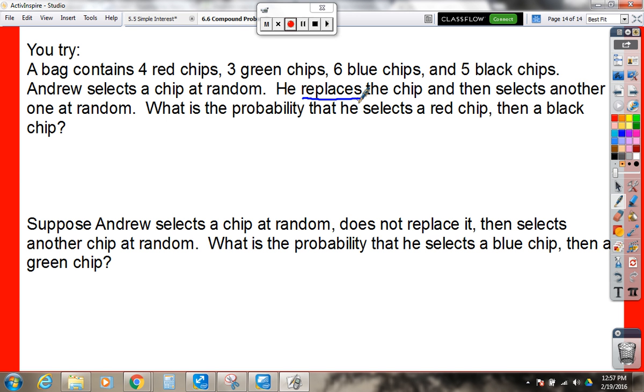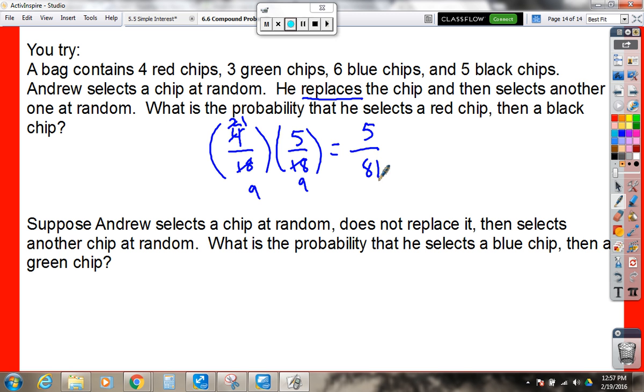Yes, you would. 4/18 because there's 4 red chips times 5/18. There's still 18 chips in the bag because he put it back. So we end up with, I'm going to definitely simplify first. 2, 9, I can simplify here. I get 5 over 81.